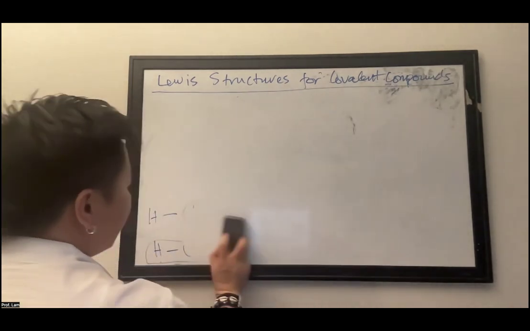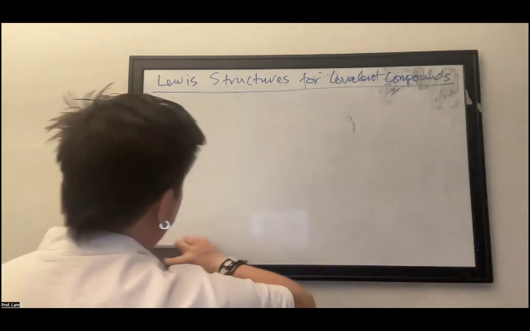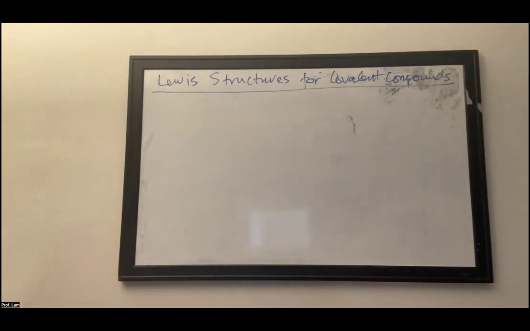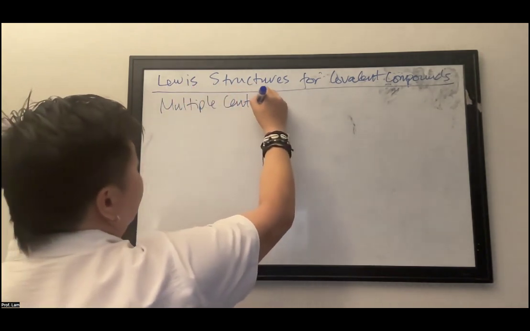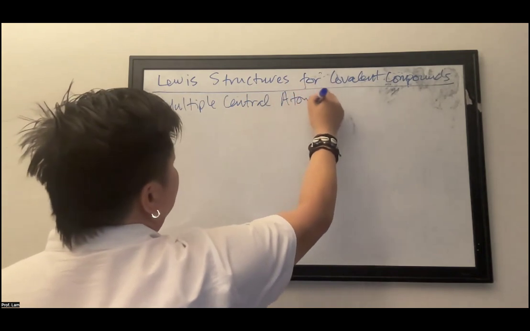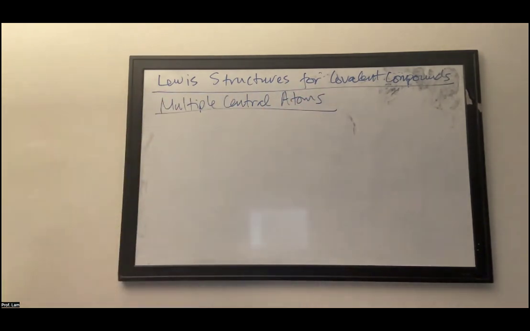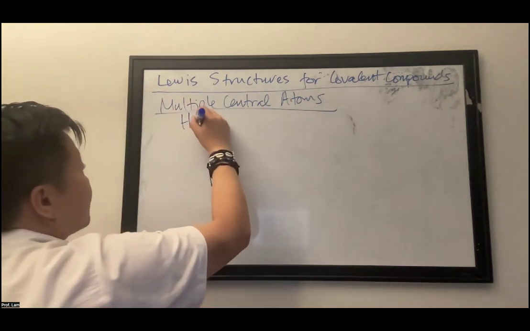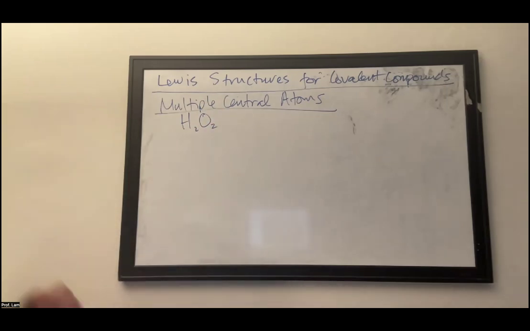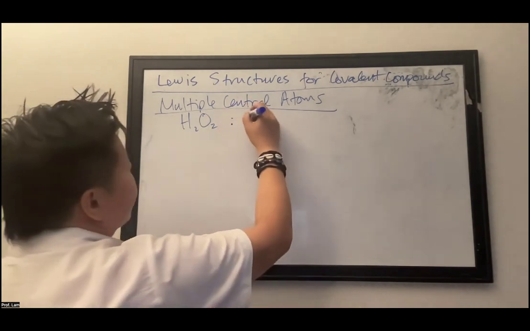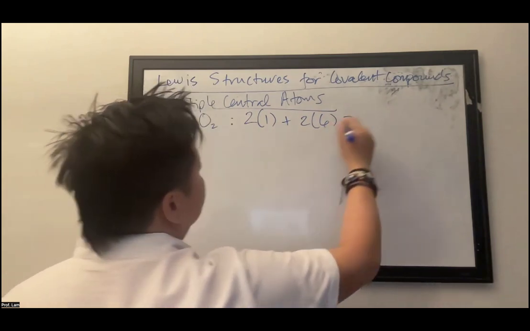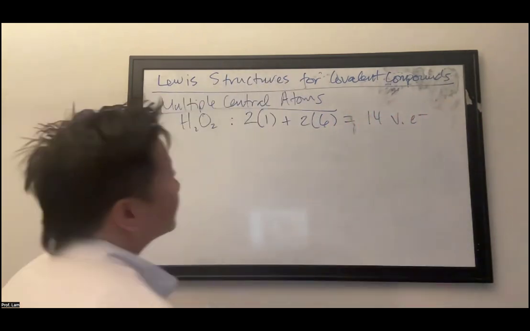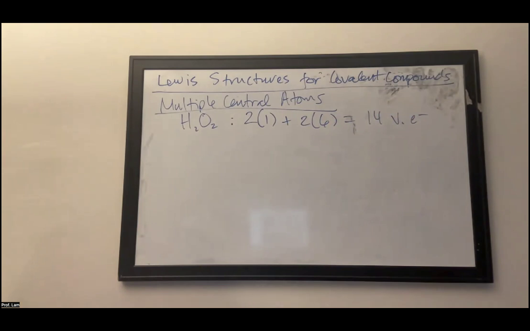Let's graduate again. I'm going to show you guys now more complex, bigger molecules, ones that have multiple central atoms. So H2O2, for example. So for H2O2, valence electrons first, right? 2 times 1 plus 2 times 6. That's 14 valence electrons. Okay.